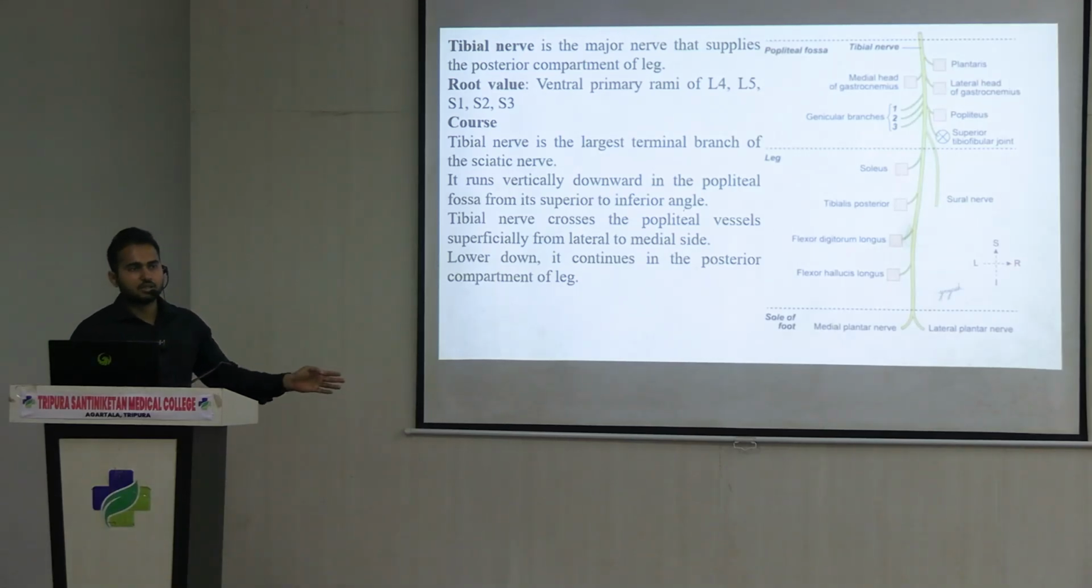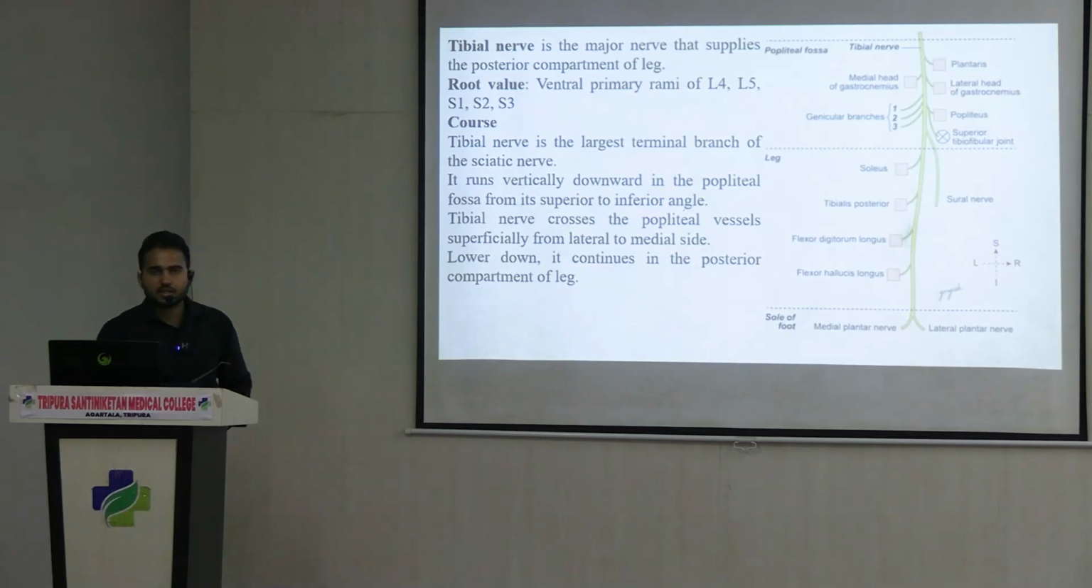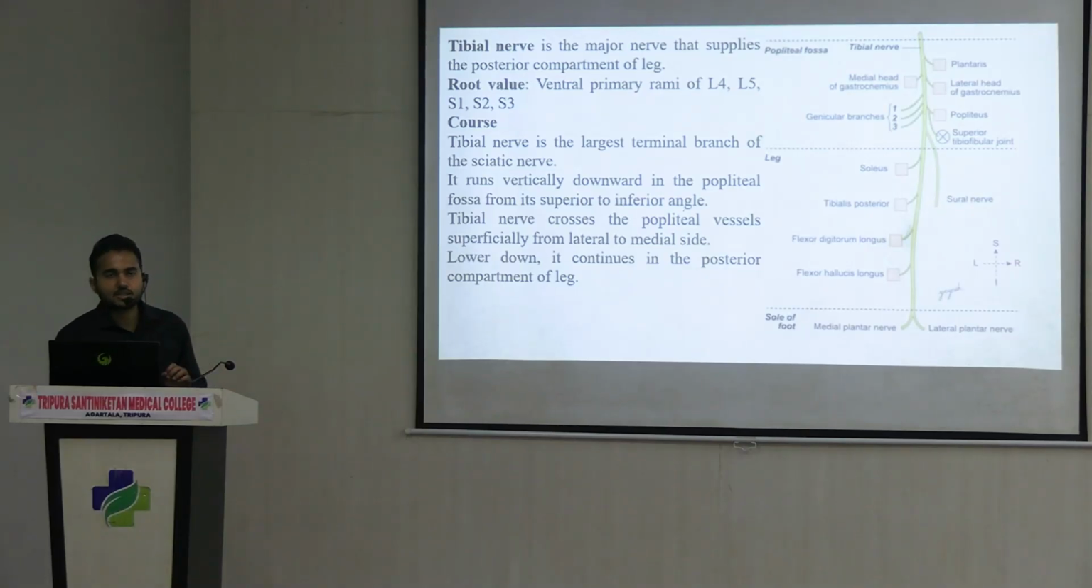Okay. So we'll see the tibial nerve. Just see how the tibial nerve is being described. Okay. So it is the major nerve that supplies the posterior compartment of the leg. It is a major nerve. Where is it present? It is present in the posterior compartment of the leg. Now, what is the root value?